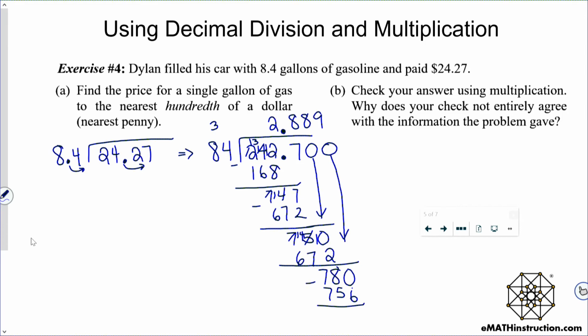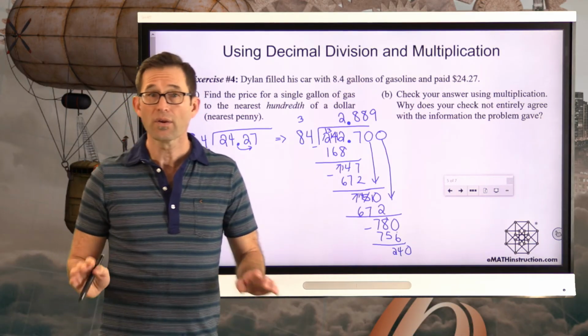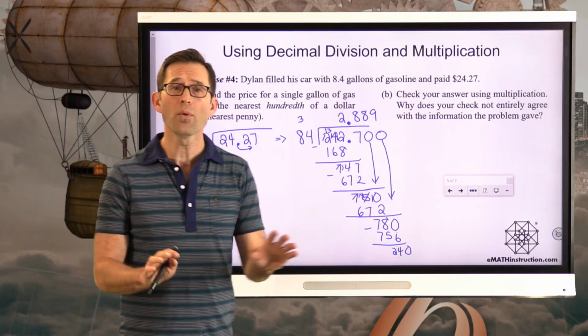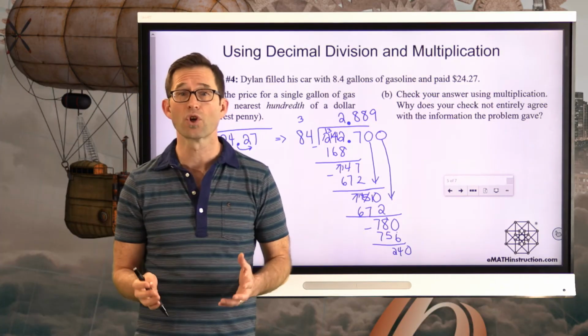Subtract, and I will get 24. I drop another 0, etc. Now, I could keep going, right? This decimal is going to keep going. Maybe it would eventually repeat. Maybe it would eventually terminate.